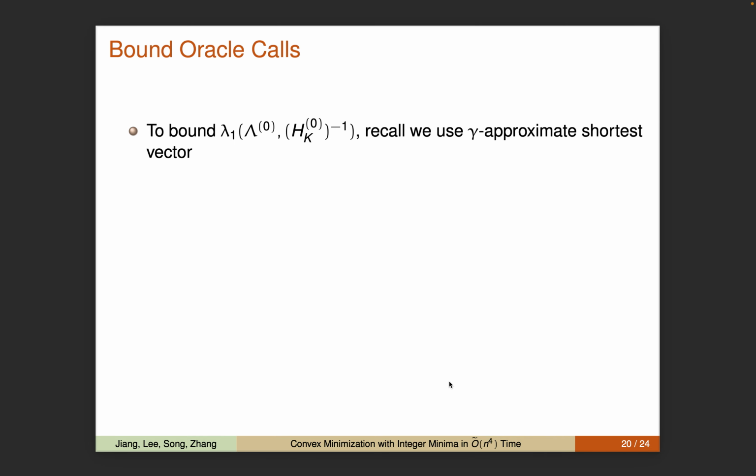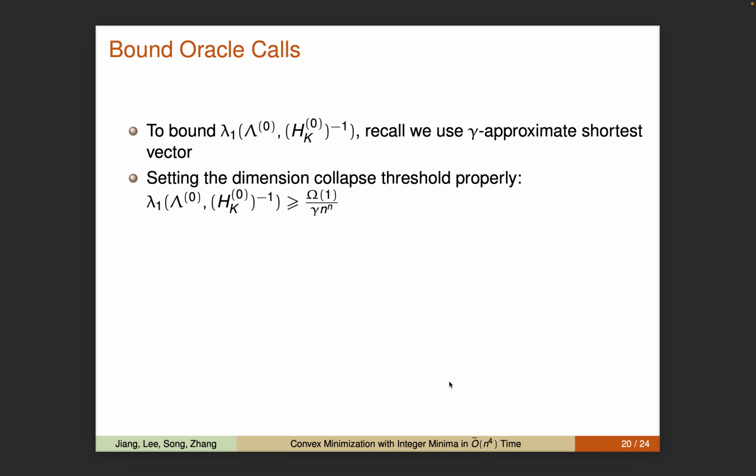To bound this quantity, recall that we use an approximate shortest vector algorithm, and let gamma denote this approximation ratio. If you recall, the algorithm works as follows: if the length of the shortest vector is large, I do a cutting plane. If it's small, I collapse the dimension. If we set the threshold properly, then we can show that the length of the shortest vector is at least a constant over gamma times n to the n, and putting it together, we have this nice bound on the potentials.